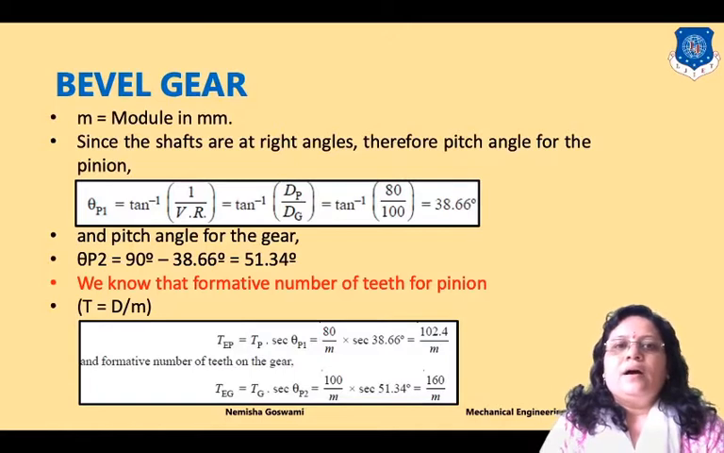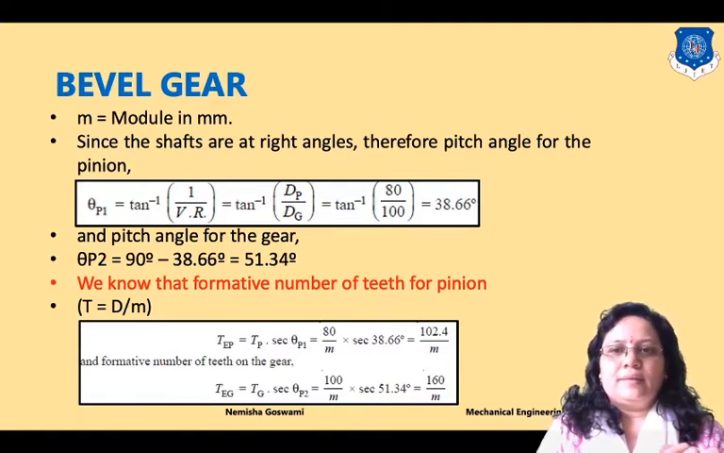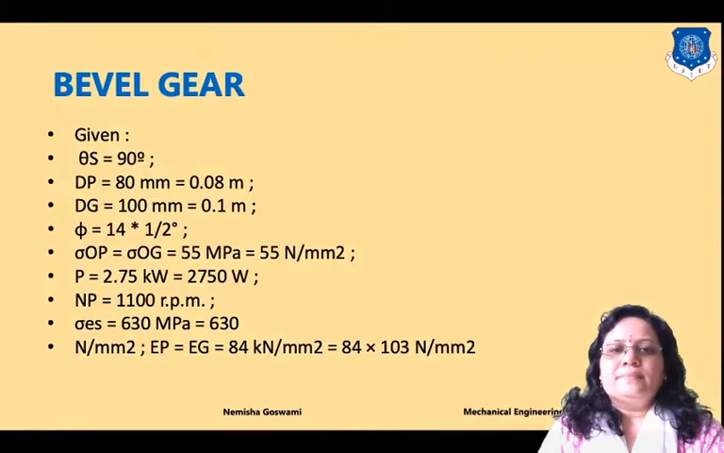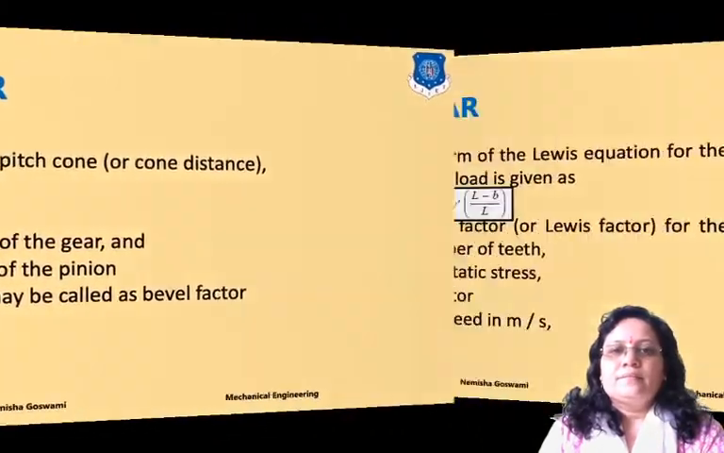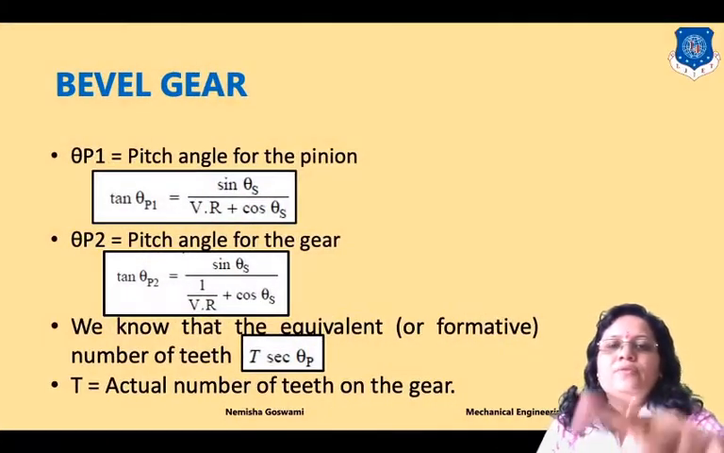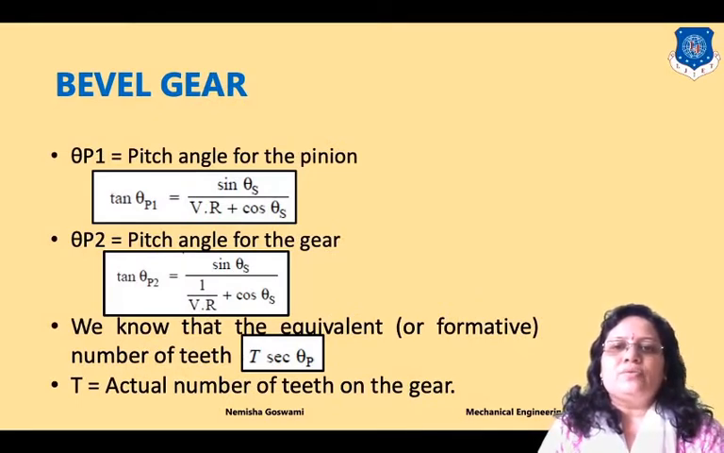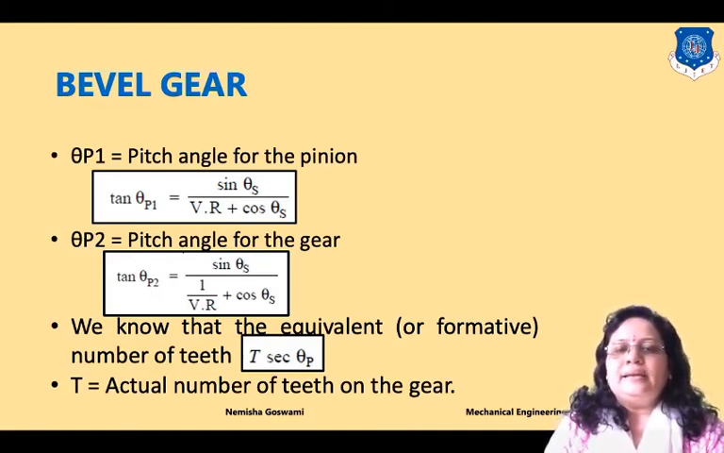First of all, we require angles: pitch angle for pinion and pitch angle for gear. Since shafts are at right angle, theta is equal to 90 degree. So when you put values in this equation, theta P1 is equal to sin theta S divided by VR plus cos theta S. Here theta S is 90 degrees, so sin 90 is 1 and cos 90 is 0. So this is equal to 1 upon VR.